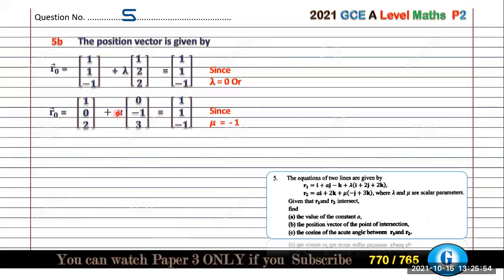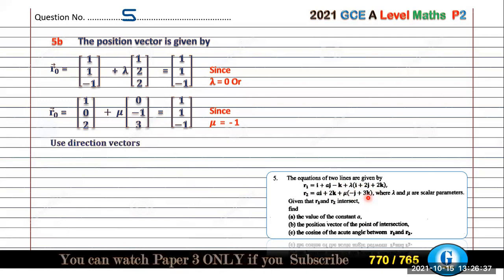Now find the cosine of the acute angle between R1 and R2. For the cosine of this acute angle, we need to find the magnitude or modulus of each of the direction vectors. Note that when you're finding the cosine of the acute angle, you use the direction vectors. Like here, for the vector R1, the direction vector is i plus 2j plus 2k. And for the second vector, the direction vector is minus j plus 3k. That is what we are using to find the cosine of the acute angle, okay?